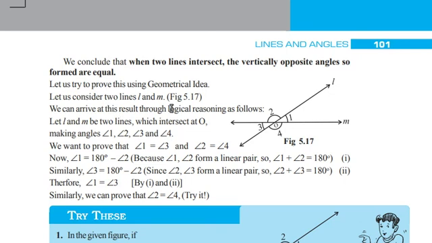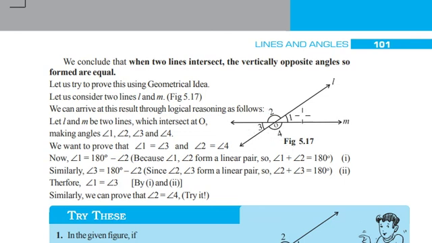Now let us prove this statement with a simple geometric idea. Let L and M be two lines which intersect at O, making angles 1, 2, 3, 4. We want to prove that the measure of angle 1 is equal to the measure of angle 3, and the measure of angle 2 is equal to the measure of angle 4.